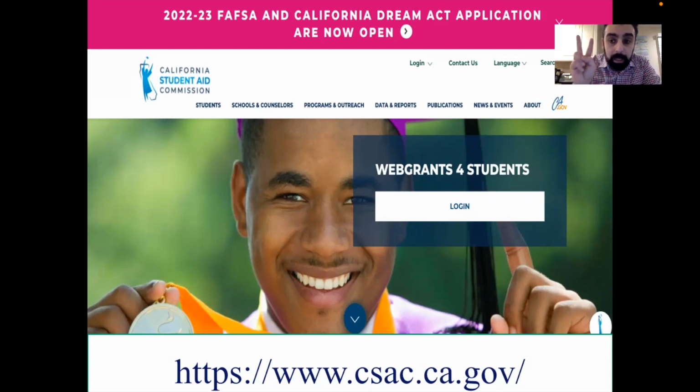Level number 2 of Cal Grants is typically used if you're going to a community college. For level number 2, you're looking at essentially getting a little bit under $2,000. You're right around $1,650 that you're getting from Cal Grants for year number 1.